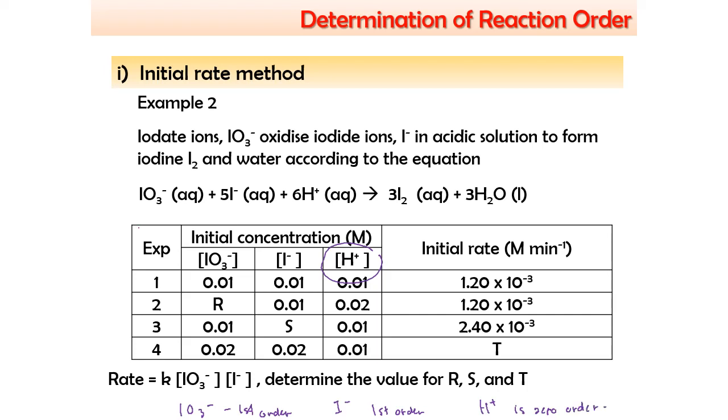So now you can use the information given to find the values of r, s and t. First thing, you need to find the value of rate constant k. How? You can substitute into this rate law, and you just substitute the values from experiment 1.